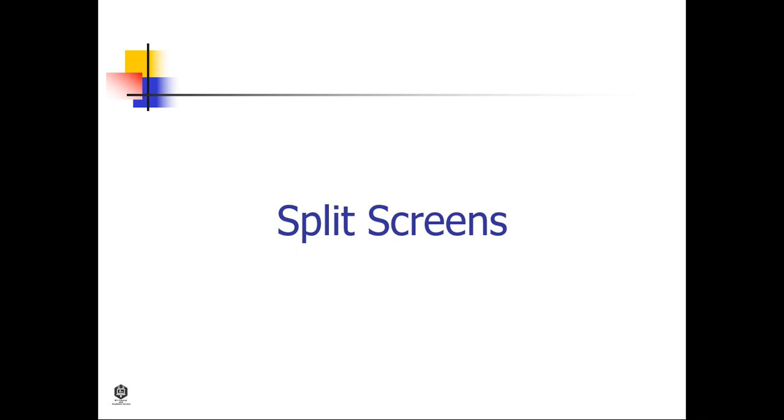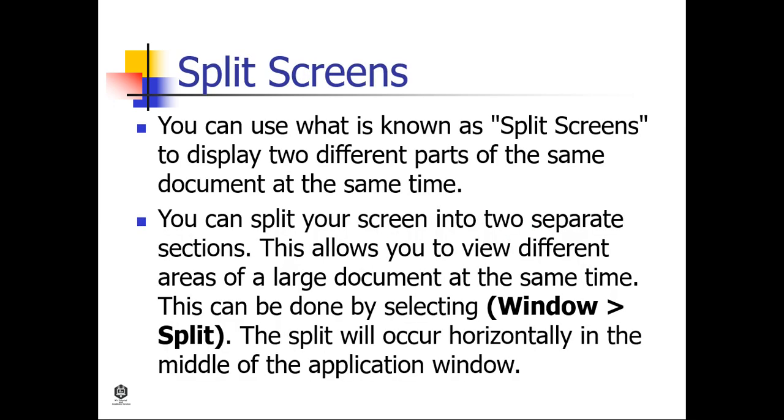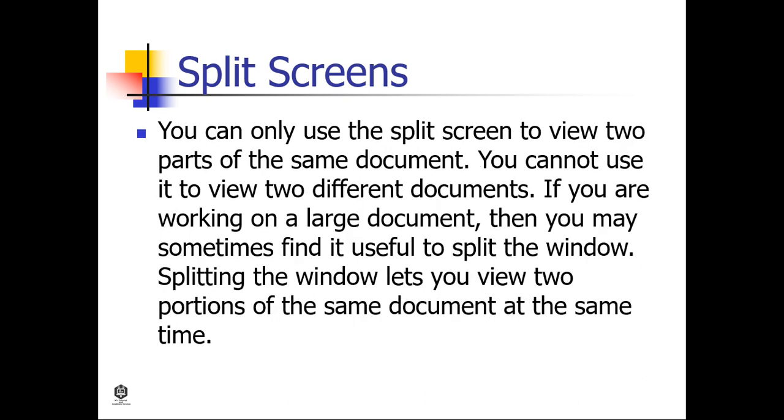Let's proceed to the split screens. You can use what is known as split screens to display two different parts of the same document at the same time. You can split your screen into two separate sections. This allows you to view different areas of a large document at the same time. This can be done by selecting Window, then Split. The split will occur horizontally in the middle of the application window.